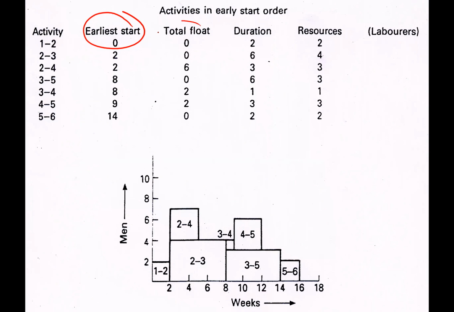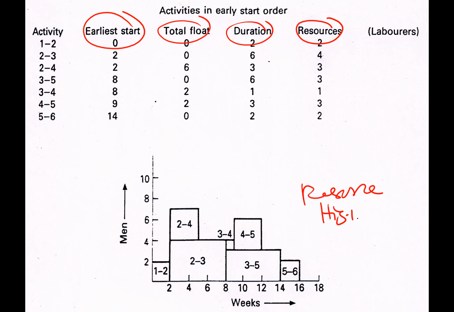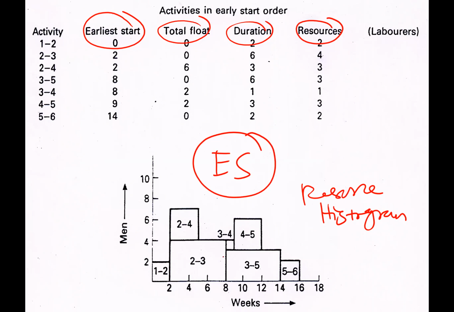Based on the early start, total float, duration, and resources, you can come up with the resource histogram based on early start date. So you notice the graph looks like this. This is one option. I would say this is option one.